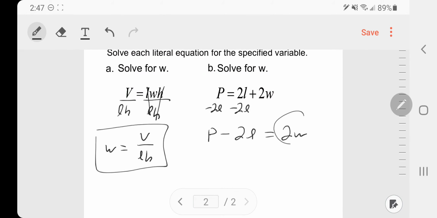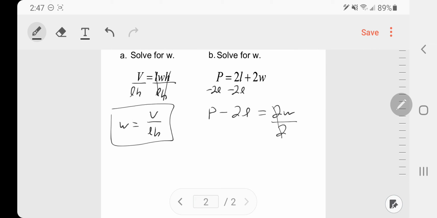All right, now W is almost by itself. I have just one more thing to get rid of, which is that 2. What's happening here is it's 2 times W, so to get rid of that 2, I'm going to divide by 2. When you divide or multiply, you have to do it to the entire equation. So I'm going to move the 2 over here, and I'm going to divide by 2.